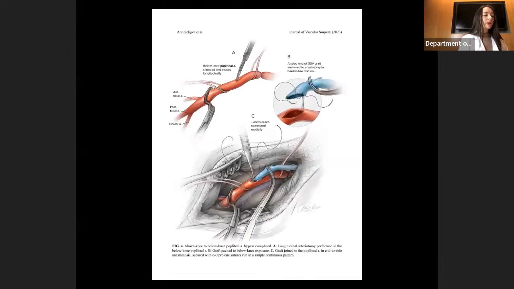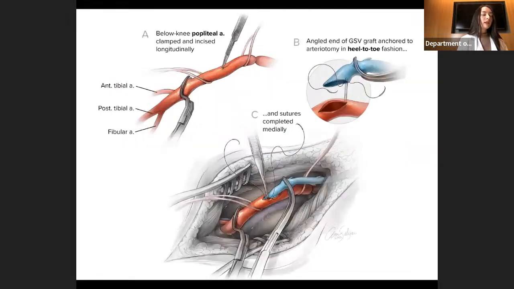I developed the below-knee arteriotomy and graft attachment sketches for my final illustration, shown here in journal format. Didactic color was used for the graft and popliteal artery to clearly identify them across figures.